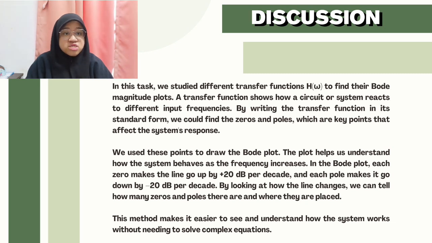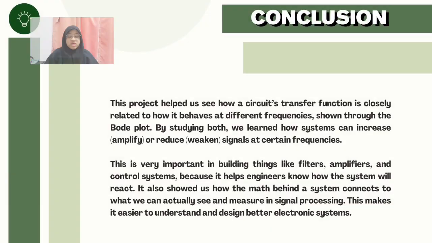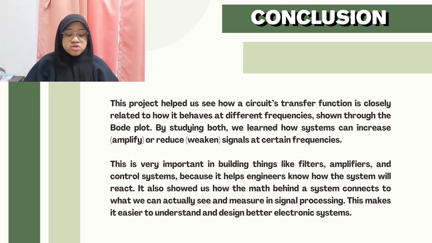In the Bode plot, each zero makes the line go up by positive 20 decibels per decade and each pole makes it go down by negative 20 decibels per decade. By looking at how the line changes, we can tell how many zeros and poles there are and where they are placed. This method makes it easier to see and understand how the system works without needing to solve complex equations. In conclusion, this project helped us see how a circuit transfer function is closely related to how it behaves at different frequencies, shown through the plot.